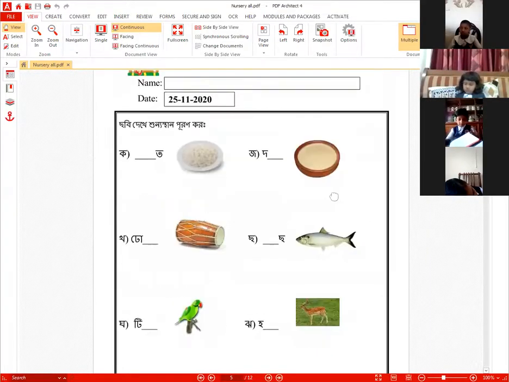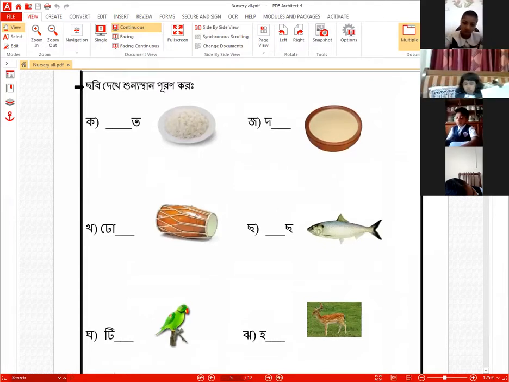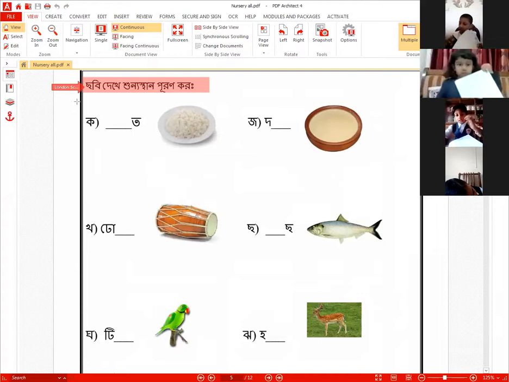Next subject is Bengali. Here is our Bengali copy. And first topic, the topic name is look at the picture and complete the sentence. Look at the picture and complete the sentence.